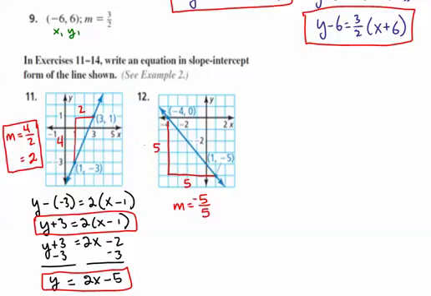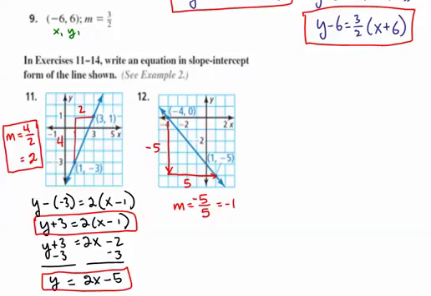Sorry, it's negative 5 because we went down 5. Very important: when you move down and then to the right, your slope should be negative. And that negative 5 over 5 translates to a slope of negative 1.